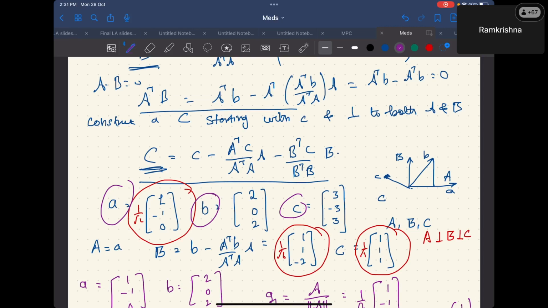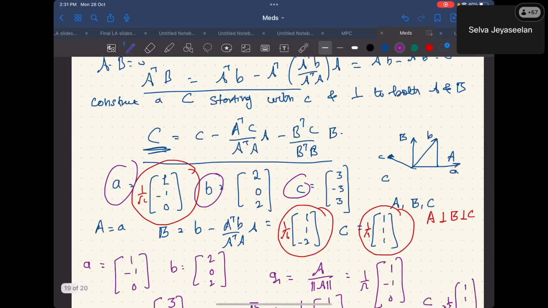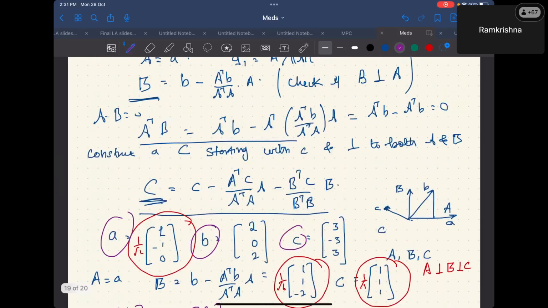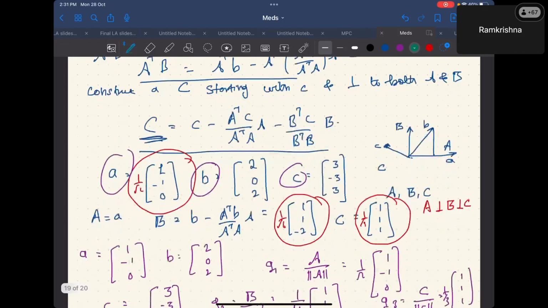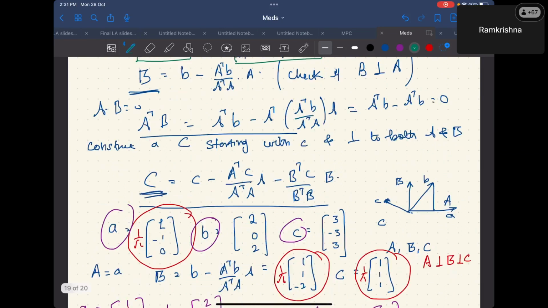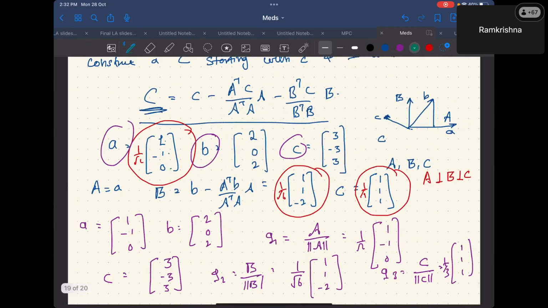How are the small a, b, c related to the capital A, B, C? Okay, so what I'm doing is I am given small a, small b, small c, and I'm constructing capital A, capital B, capital C such that they are perpendicular to each other. So my algorithm will be like this. The first direction I just fix as the reference. I will call it capital A, my reference direction, 1, -1, 0. Q1 will be A divided by the magnitude of A. Nothing changes here.